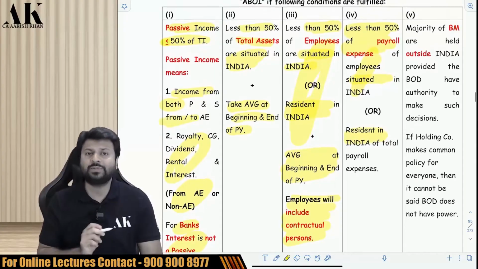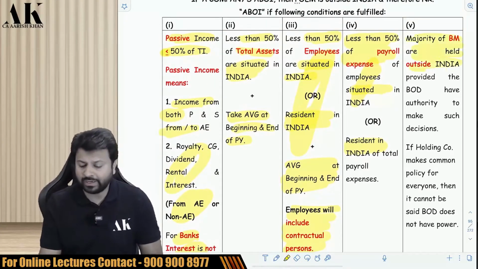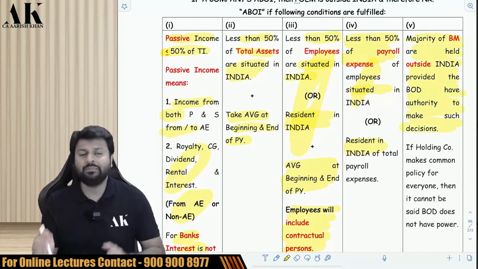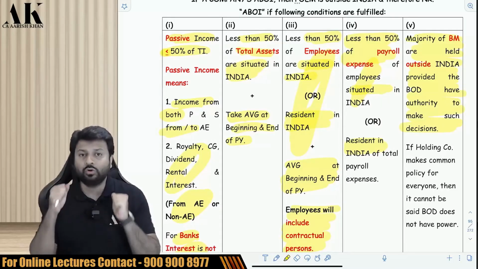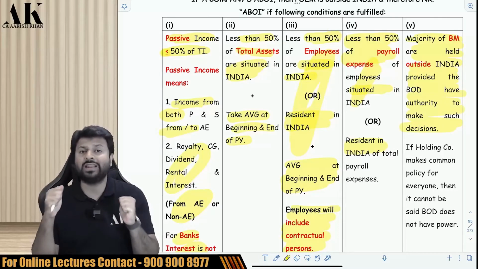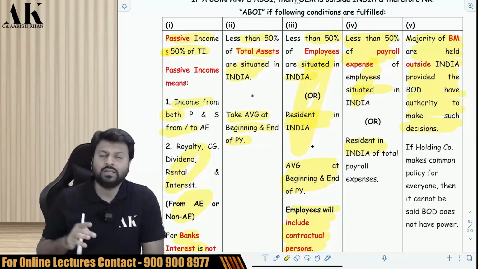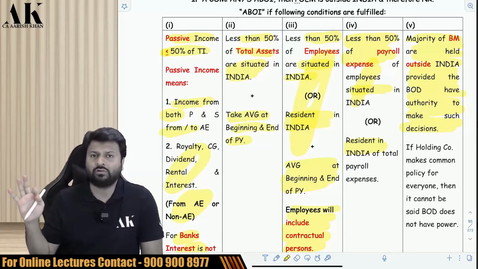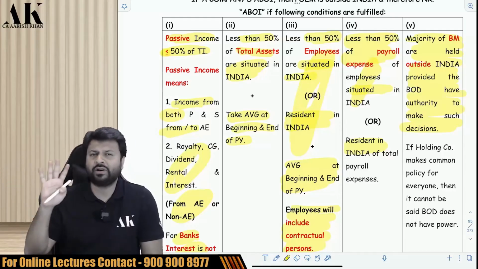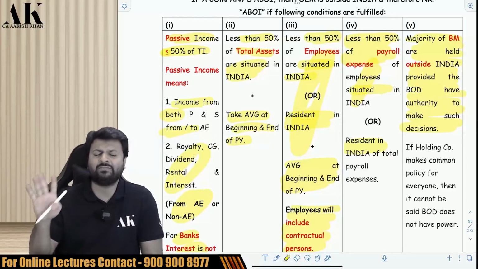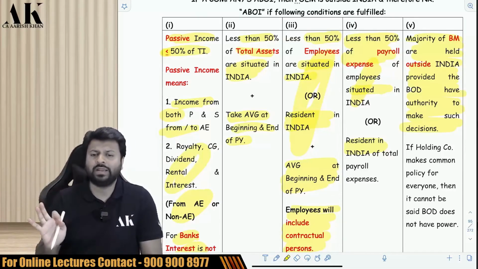Okay. And last but not least, the majority of your board meetings have to be held outside India, and the board should have the authority to take commercial and big decisions. So the board should have the authority to take decisions. So the majority of the board meetings have to be held out of India. If there are 6 board meetings, 4 have to be held outside India. If 10, then 6 have to be held outside India. The majority have to be held outside India.